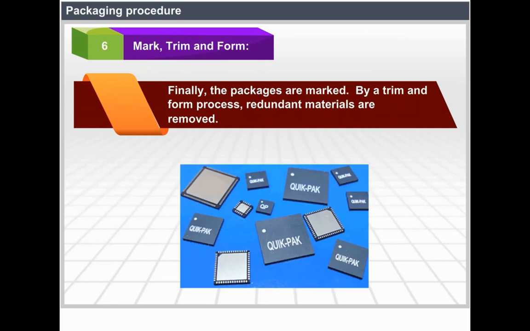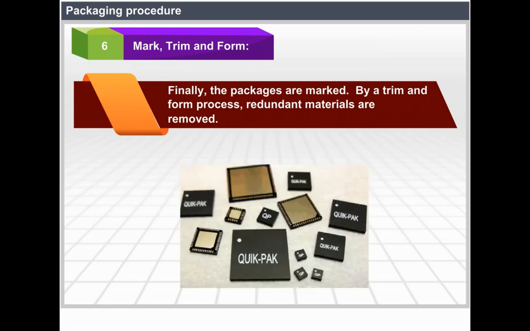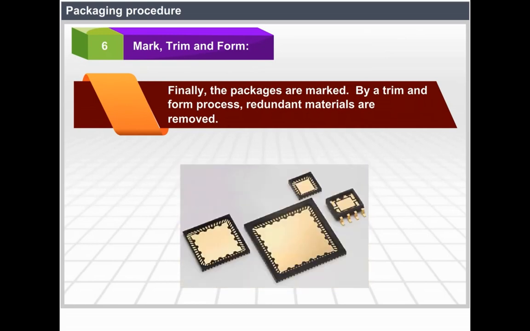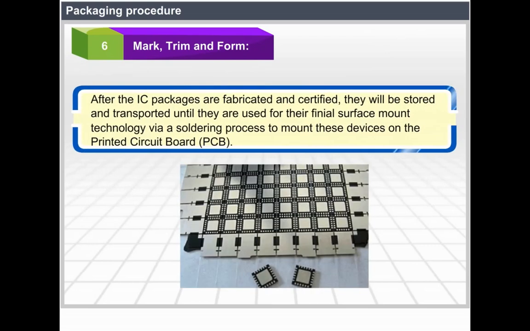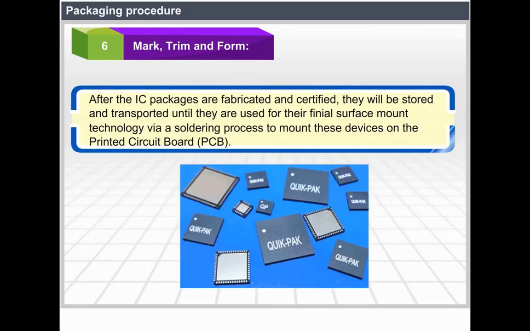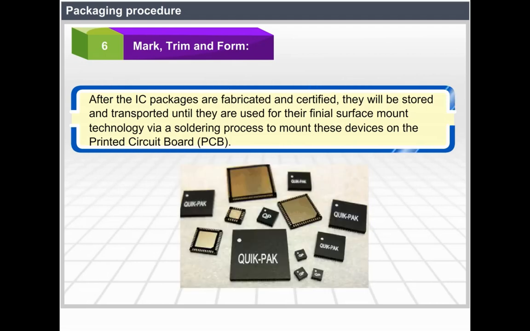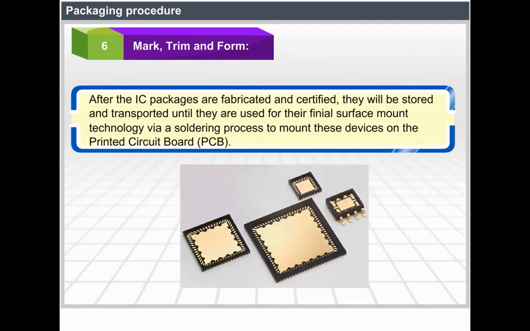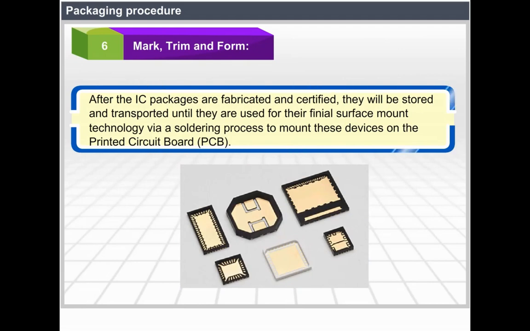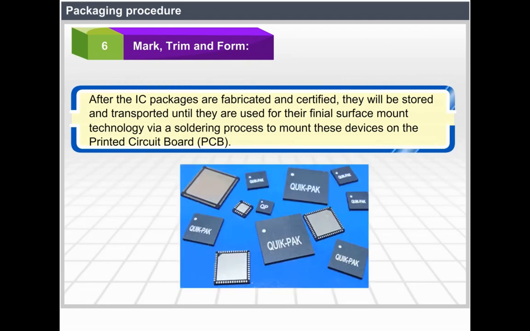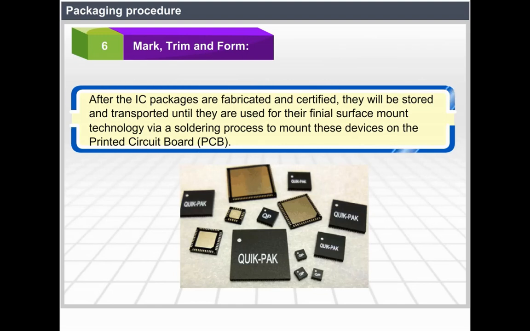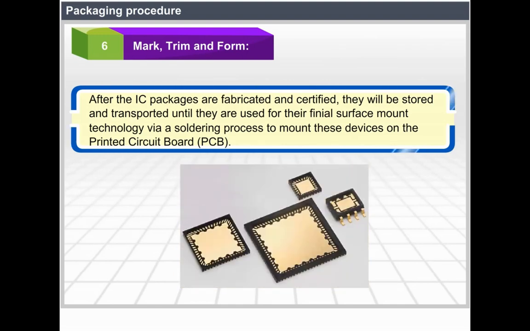Mark, trim, and form. Finally, the packages are marked and go through a trim and form process where redundant materials are removed. After the IC packages are fabricated and qualified, they will be stored and transported until they are used for their final surface mount technology via a soldering process to mount these devices on the printed circuit board.